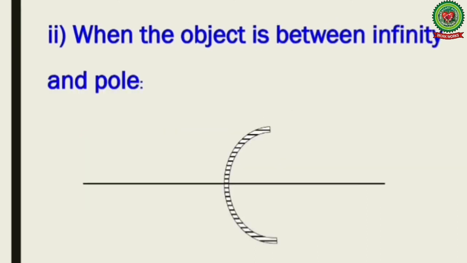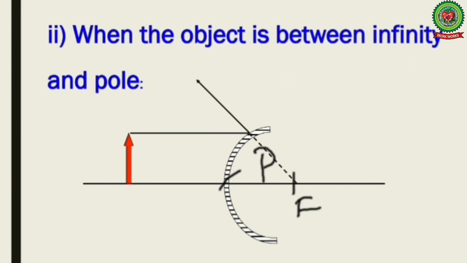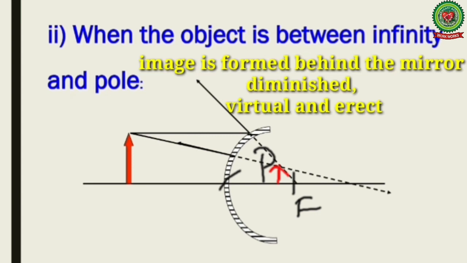Now the second case is when the object is between infinity and the pole. A ray of light coming parallel to principal axis after reflection appears to come from the focus, and the ray passing through the center of curvature after reflection retraces its path. Students, these rays are not actually intersecting, so extend them backwards to meet at a point. Where the two rays meet, that point gives the image of the object. You can see that the image is formed behind the mirror. The image is diminished, virtual and erect.